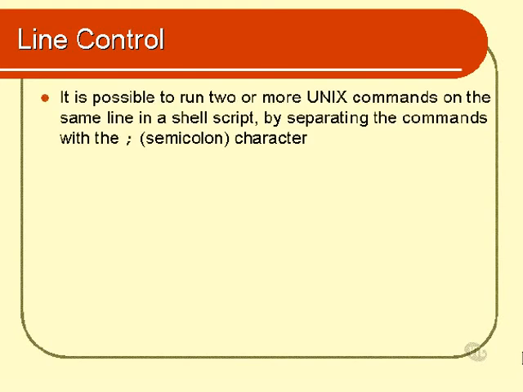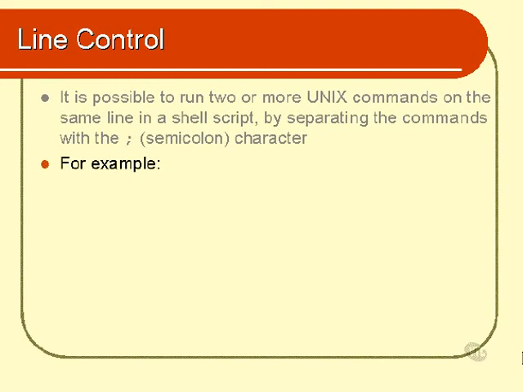Finally, in this chapter we have two shell features that I'd like to show you, both of which pertain to line control. The first of them is that it's actually possible to run two or more Unix commands on the same line in a shell script. In other words, you could run a who command and an ls command on the same line before you press enter, as long as you separate the commands with a semicolon. Let's have a look at an example of that. This is actually a tricky little example, so I'd look at it closely if I were you.